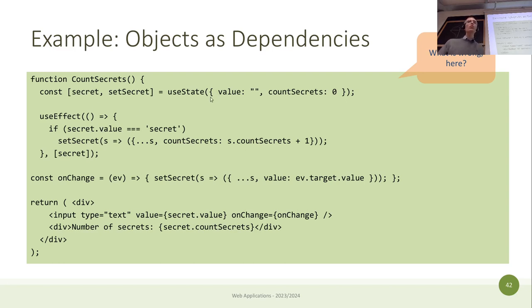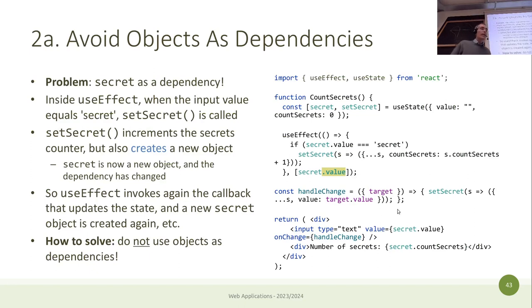Because if you actually would like to use an object as a state or an array as a state, like when we have the list of things, the list of answers and so on, what can we do? Well, we should find a way not to use an array or an object as a dependency, okay? In this case, it's easy to fix because it's the same example as before. It's not forbidden to use a field of an object. You can use a property of an object, okay? So you can write as a dependency secret.value or secret.countSecrets and whatever you would like to have. But it should be a primitive value, a number, a string, or a boolean, okay?